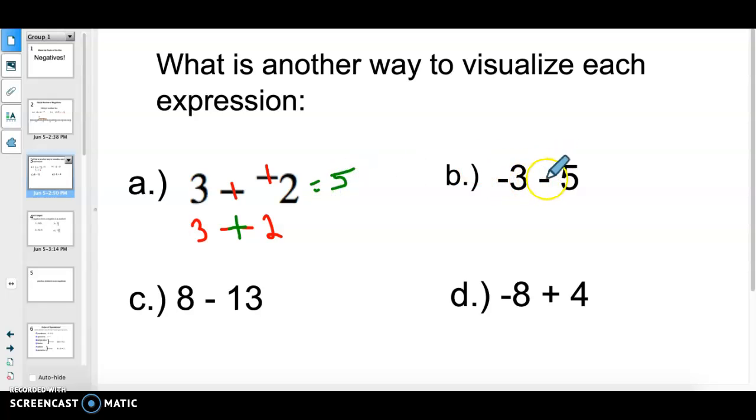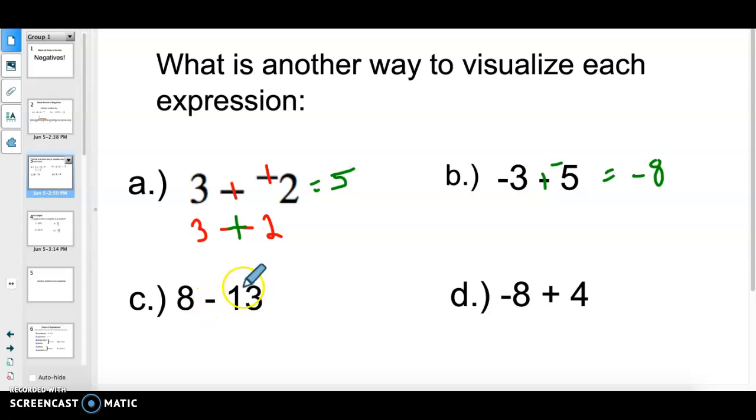When you have a negative minus a positive number, I really prefer looking at that as plus negative, like I showed you on the last slide. So when I see negative 3 plus negative 5, I can think of it as 3 plus 5 is 8, and they're both negative, so this becomes negative as well.